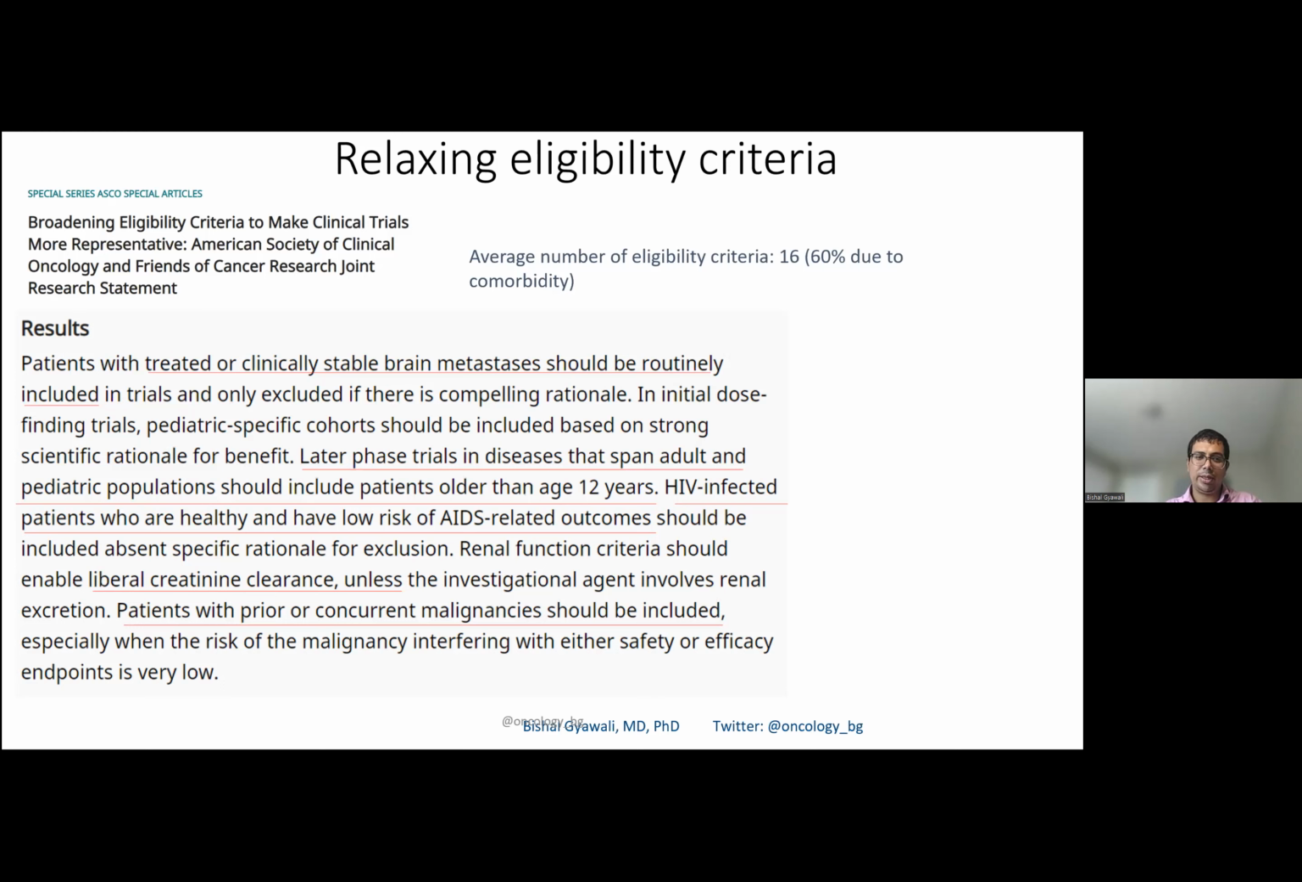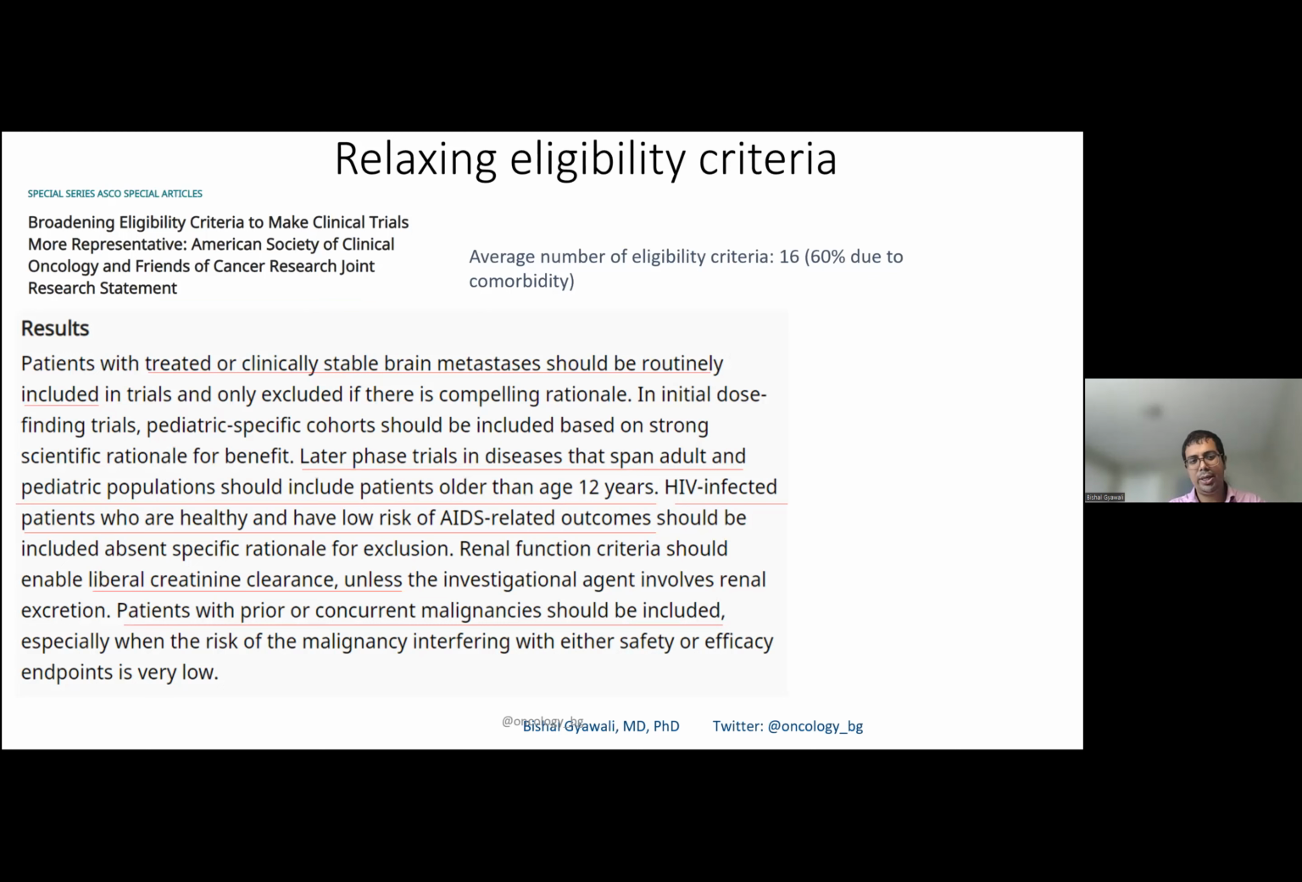And they also address the age barrier. Patients who are more than 12 years of age should be included, unless there are reasons to believe that patients between 12 to 18 maybe behave differently than older patients in terms of tumor biology. But unless you have such a strong rationale, you should not necessarily exclude patients who are more than 12 years of age. They do not talk about the upper age boundary here, but there should be no reason to exclude anyone just based on age. And then they talk about excluding patients with HIV/AIDS if it is under control. There is no reason to exclude them from the clinical trials.